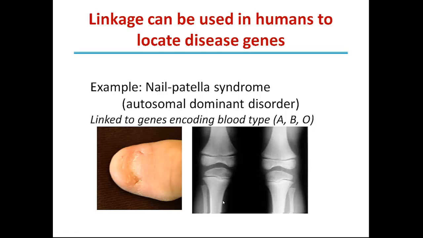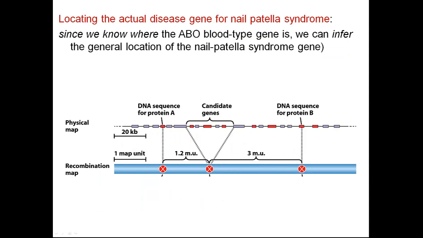It turns out that this dominant disorder is actually linked to the gene that encodes the ABO blood type. And so the idea here is that you have a recombination map and you have a physical map. So we're going to start off with the recombination map. You look at these traits and you can see in a family that the nail patella syndrome tends to be inherited with an allele of the ABO blood type. So those are things at the trait level that we would put on a recombination map with the units of centimorgans or map units between them.